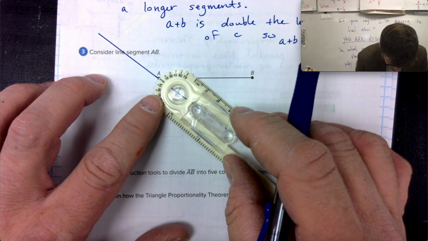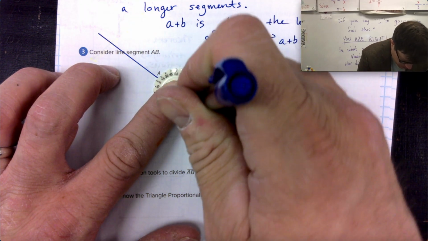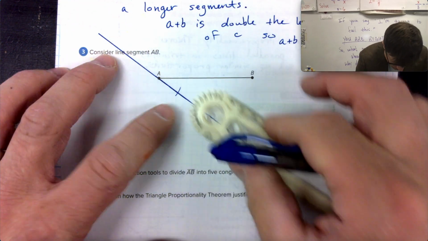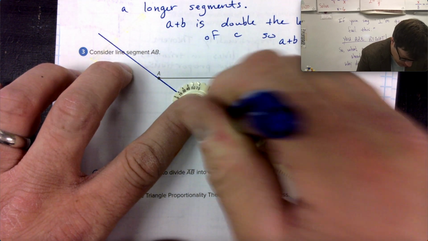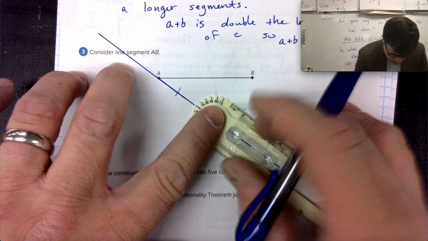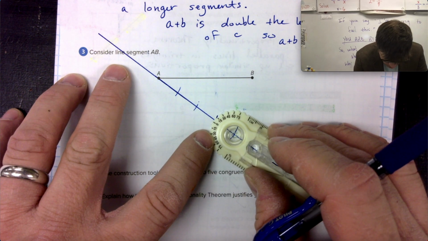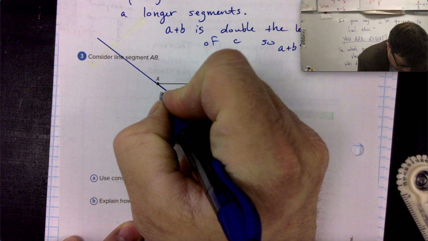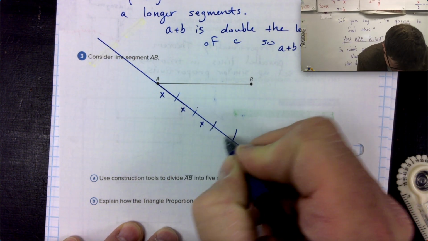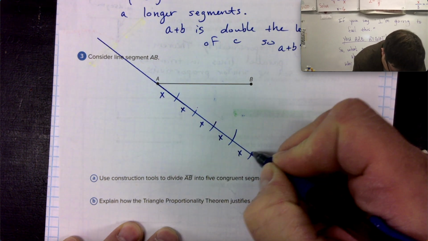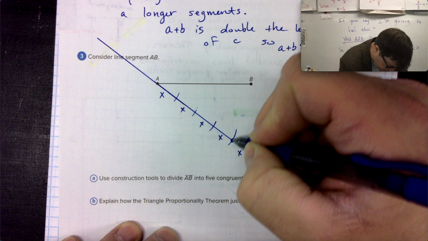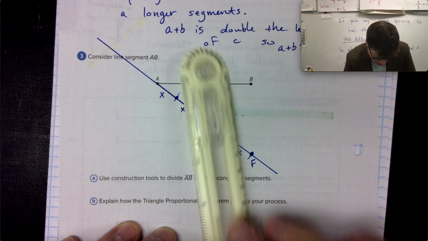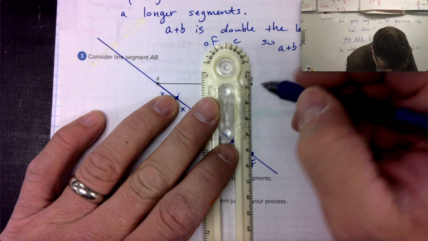1, 2, 3, 4, 5. Yep. So then X, X, X, X, and X. Call that point F. Every single point gets a dot. And we're going to trace a line, BF.